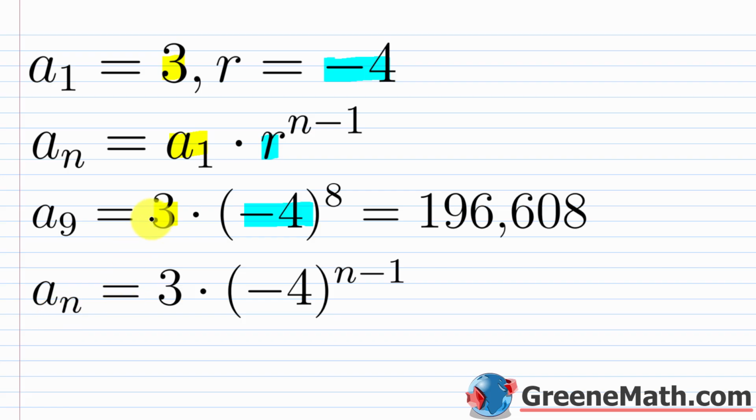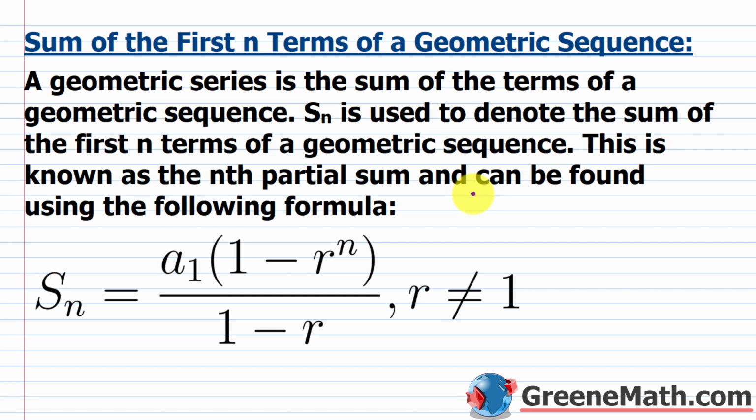It doesn't really matter. All right, let's talk about the sum of the first n terms of a geometric sequence. So at this point, we know that a series is the sum of the terms of a sequence. So to be specific here, a geometric series is just going to be the sum of the terms of a geometric sequence. If we have something like S sub n, this is used to denote the sum of the first n terms of a geometric sequence.